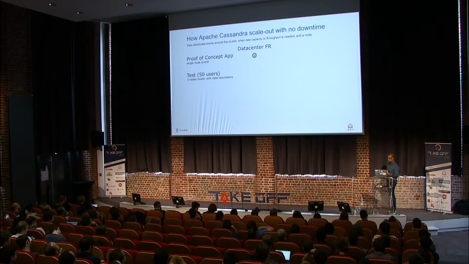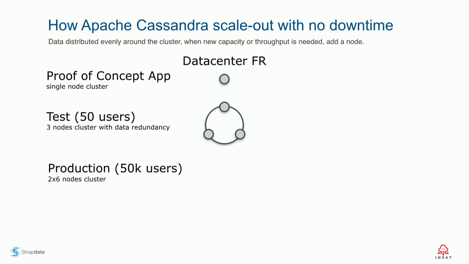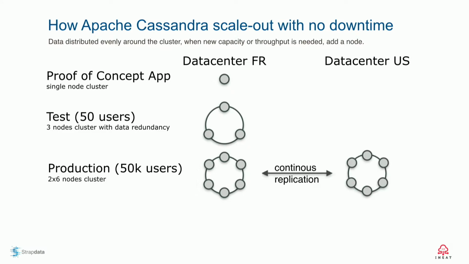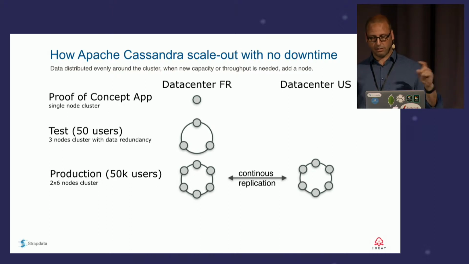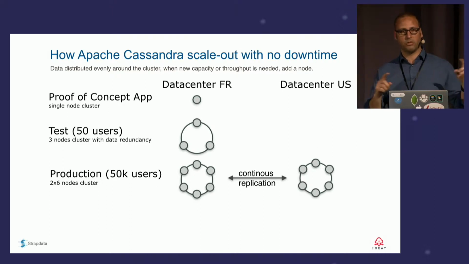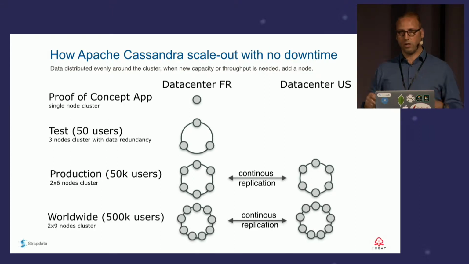So the way Cassandra scales allows you to start from one node, and then to add two more nodes and test your redundancy. And then you can scale out by adding more nodes. And if your application has great success, you can replicate your data in another data center. And the replication is continuous. That means that you can update some data in both data centers. And it's going to be replicated in milliseconds, depending on your network latencies. And then you can scale out by adding more and more nodes.